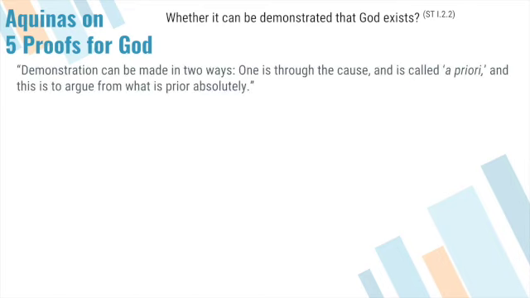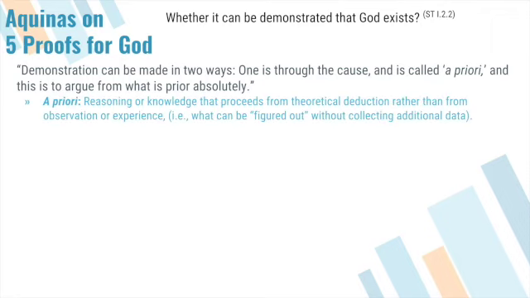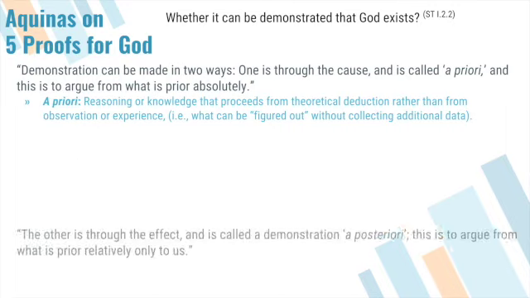Demonstration can be made in two ways. One is through the cause, and is called a priori, and this is to argue from what is prior absolutely. A priori is a type of reasoning, a method of reasoning. This is reasoning or knowledge that proceeds from theoretical deduction rather than from observation or experience, i.e., what can be figured out without collecting additional data.